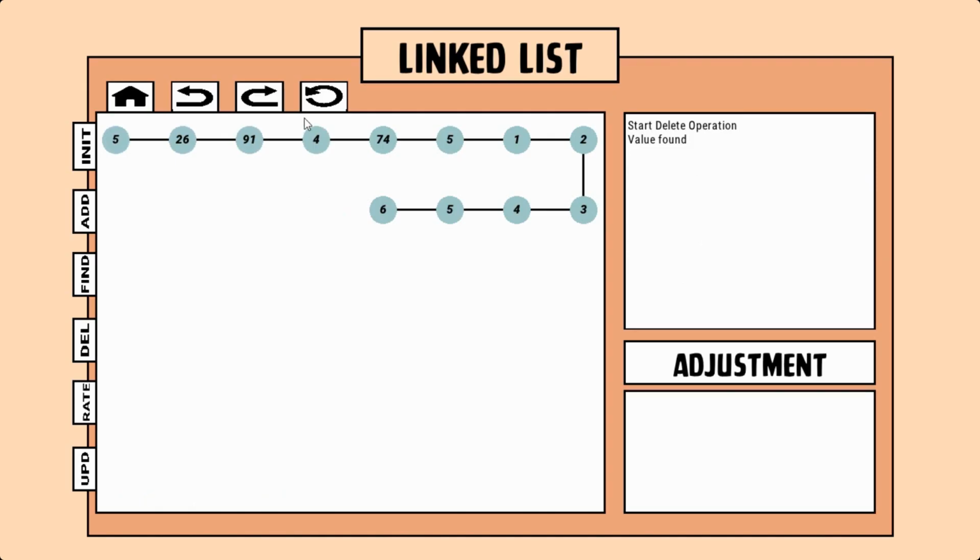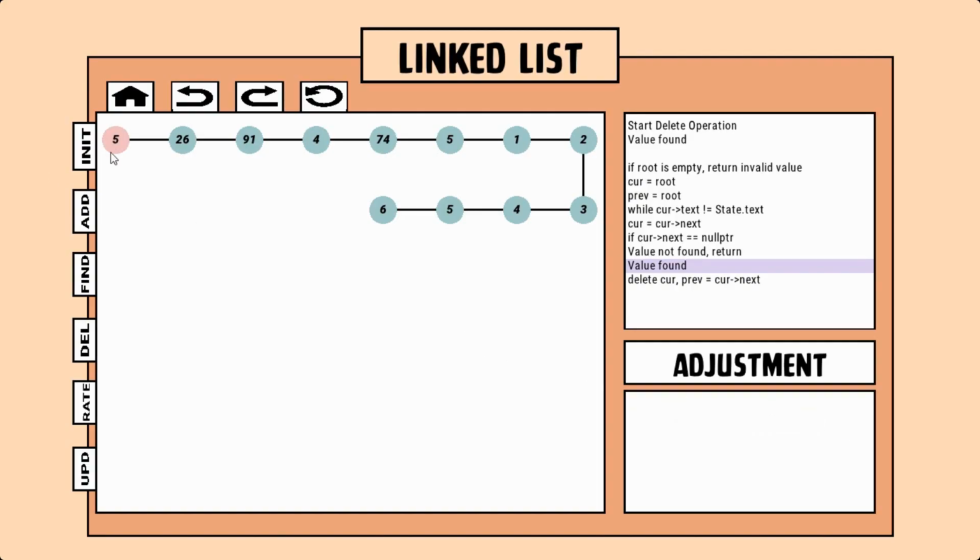So as you can see, we have already deleted. Now we will try to delete the root node. Here, that is the root node. So I'll click on delete and 5. So value found, we click again to keep it in the delete progress.